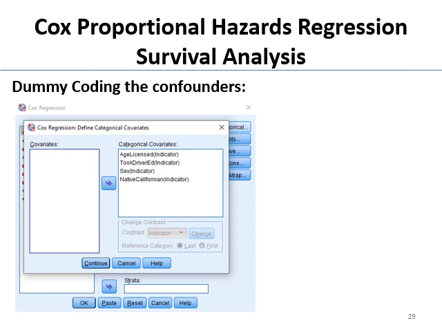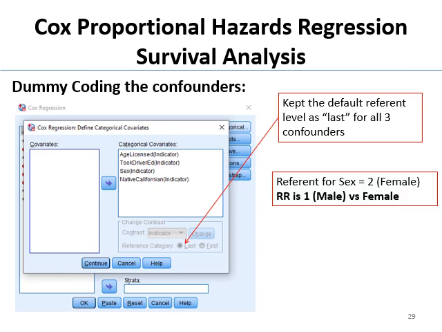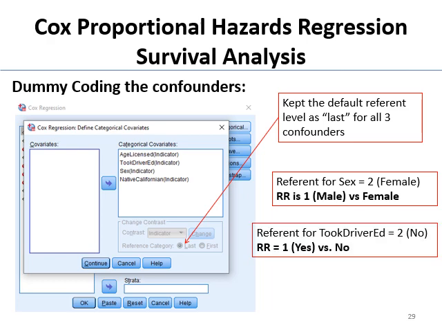So going into our option box, where we can define our categorical covariates, I've moved over took driver's ed, sex, and native Californian to the box on the right. And for all three of them, I've chosen last as the reference. So that means for sex, the reference is female, which is coded as 2, so the rate ratio represents males versus females. For took driver's ed, the last level was 2.